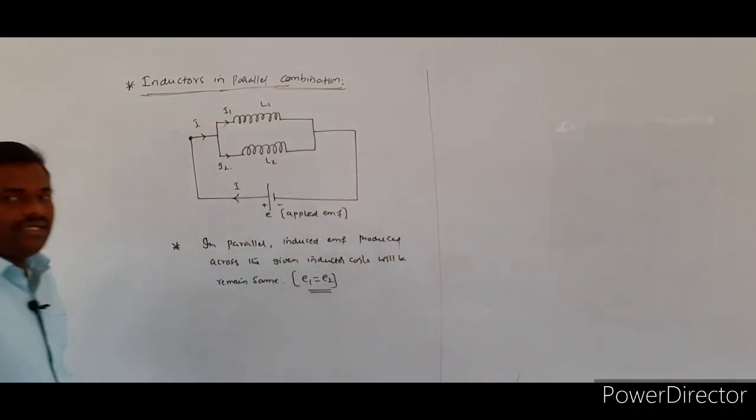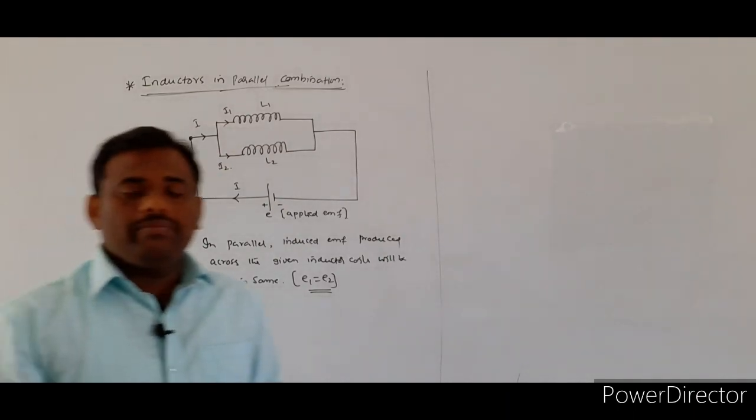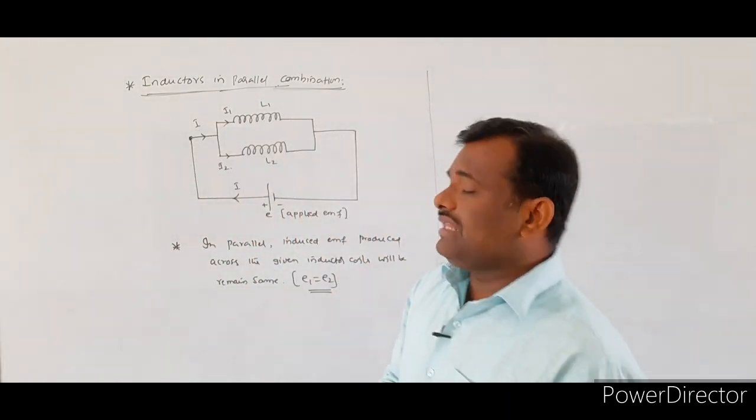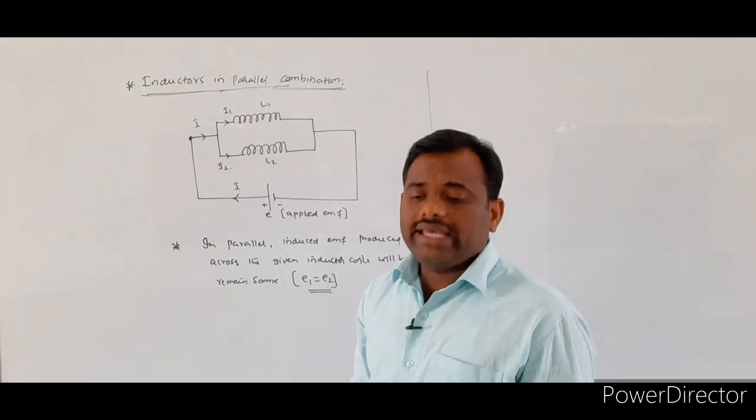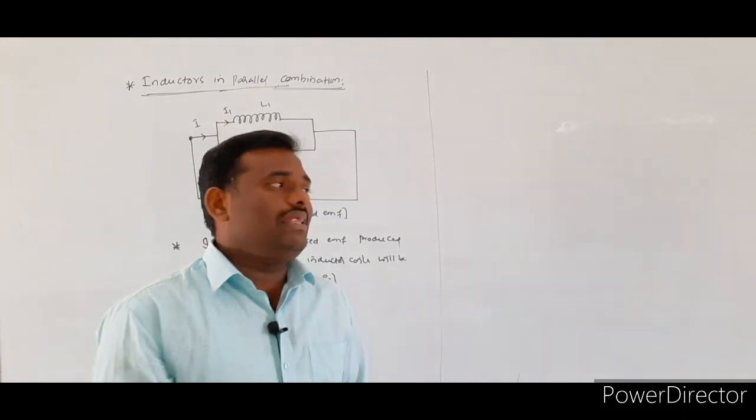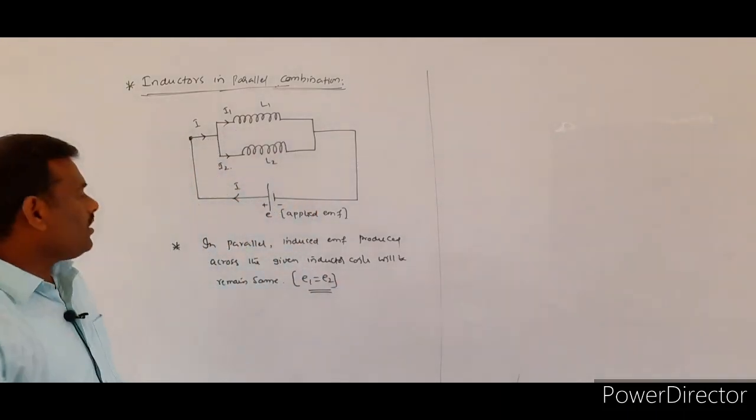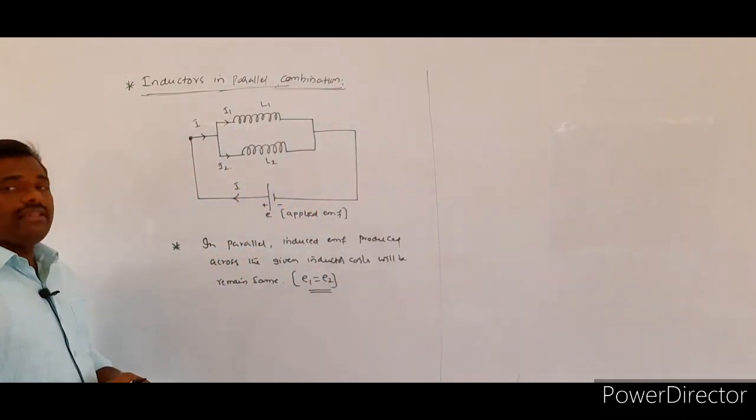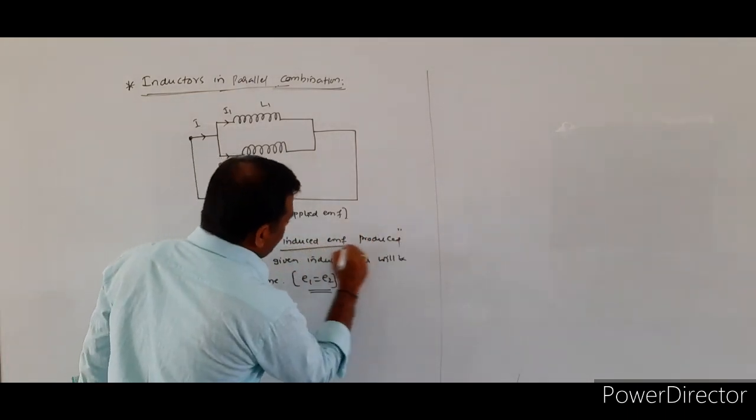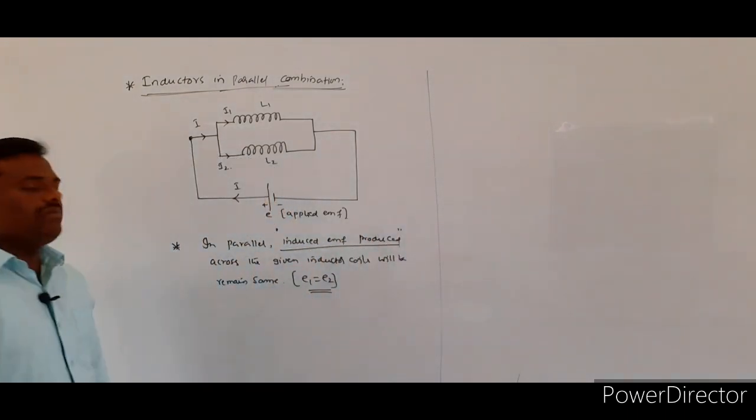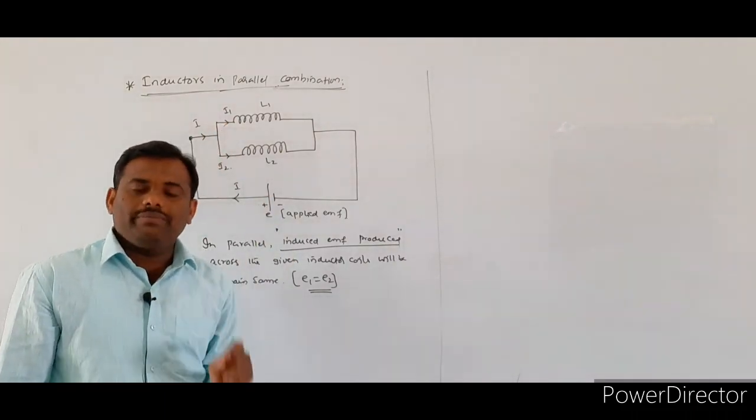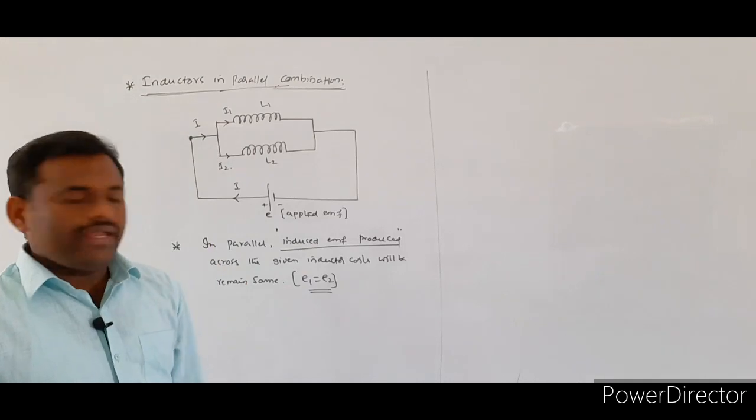E1 is equal to E2, since they are in parallel combination. Whenever they are in parallel combination, the same EMF is produced across each and every inductor coil. Whatever the induced EMF produced across each and every inductor coil will remain the same.